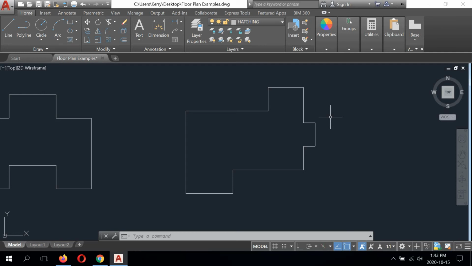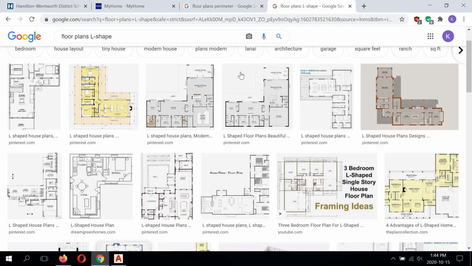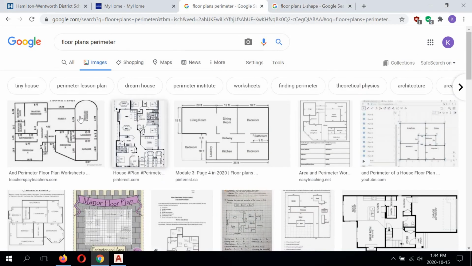Don't do things that are just totally different and off the wall just for the sake of being different. Because we have a lot of experience and evidence of how to create a home. And we don't typically see things that are just really out there. So that means no triangle houses, no round houses, things like that. Try to keep things similar to the examples that I'm showing you today. You can also do a Google search for floor plans perimeter, right? It gives you lots of examples as well.